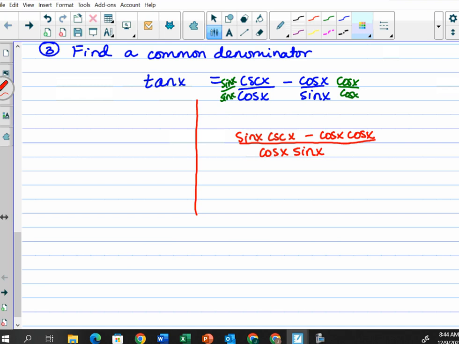So sine times cosecant is 1, minus, what is cosine times cosine? Still over the lovely cosine of x, sine of x. And yes, you have to write that in every step. Guys, when I grade these, it's not like the final step is your answer. Your answer is everything you do the whole way through the problem.